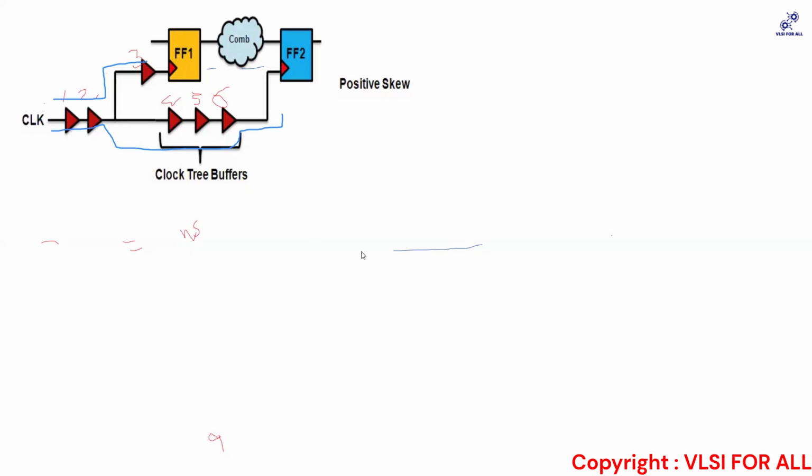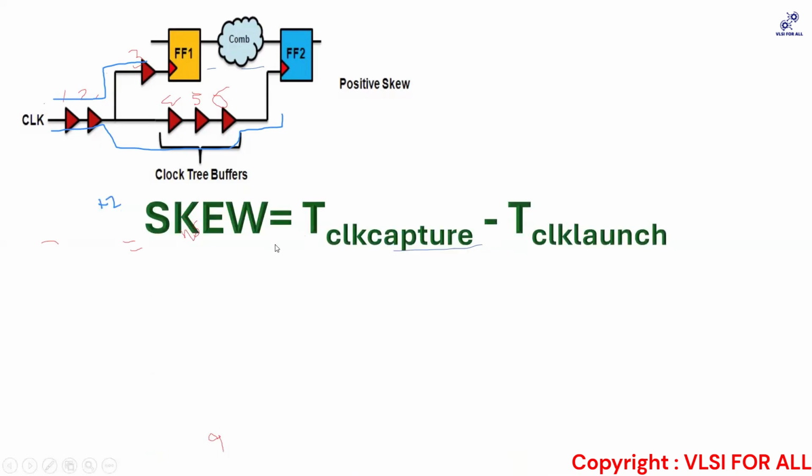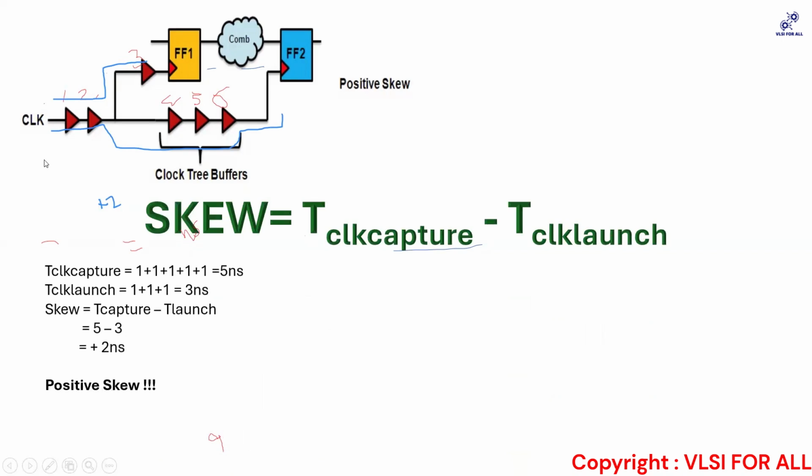Yes, ma'am. So since it is a positive number, we just call it a positive skew. Understand? There is no rocket science behind it. If the subtraction of the launch clock delay from the capture clock delay turns out to be positive, you call it a positive skew. Now to understand it, for example, let me say almost all the folks are done. Nobody else is there. Okay. Pawan, you are there?